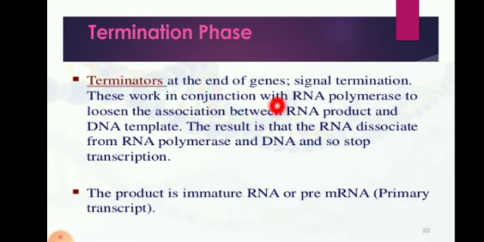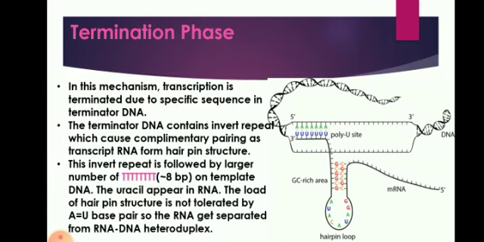Because this works in conjunction with RNA polymerase to loosen the association between RNA and DNA template. So RNA dissociates from RNA polymerase and DNA, and so transcription stops. So the product is immature RNA, and pre-mRNA is formed. In the termination phase, a very important thing is that in this mechanism transcription is terminated due to a specific sequence.